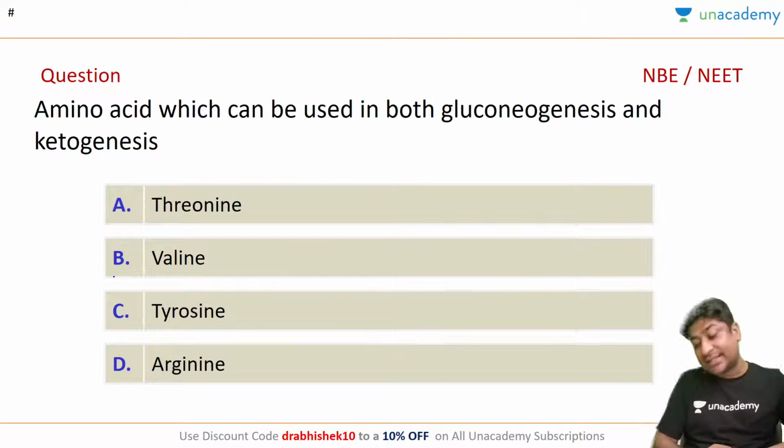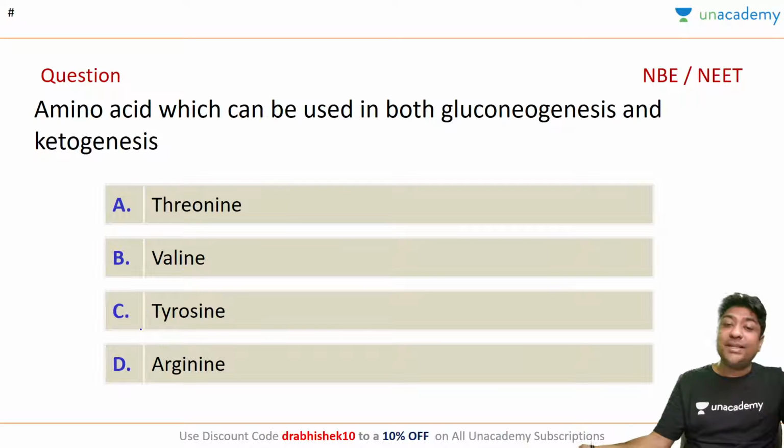Excellent. Let's answer this question, all of you. Which amino acid can be used both in gluconeogenesis and ketogenesis? Is it threonine? Is it valine? Is it tyrosine? Or is it arginine?